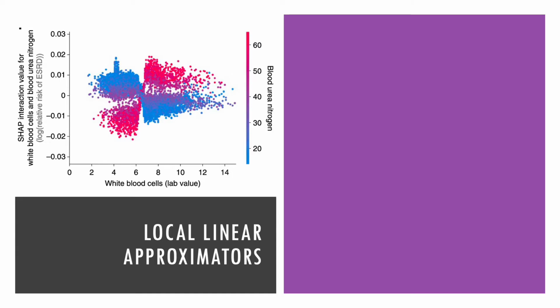For instance, Shapley values have become kind of the de facto standard in interpretability. And I'll say a little bit more about Shapley values later in this talk. But basically, these are a kind of local linear approximator. LIME, which is kind of the first big paper in this area, is another popular local linear approximator.